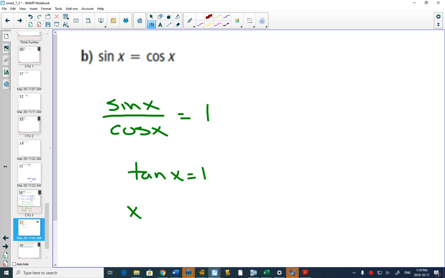Is that on our pie plate? Yes. Quadrants 1 and quadrant 3.